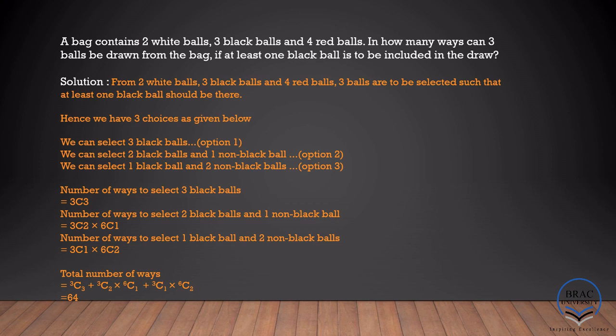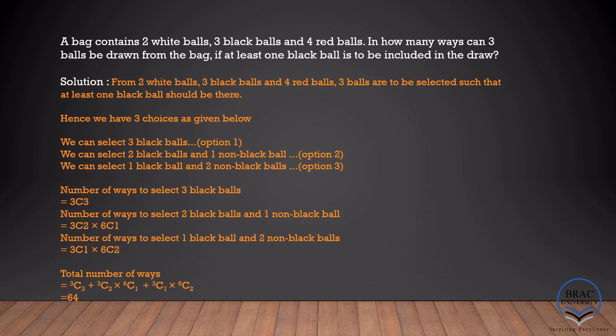So when we are picking 3 black balls, we are picking 3 out of 3, that is 3C3. We can pick that only in one way, 3C3. When picking 2 black balls, we have to pick 2 black balls out of 3, that is 3C2, and we have 6 non-black balls, the 2 white balls and 4 red balls, and we have to pick 1 from there, right? So we are picking 1 from 6 balls, so that is 6C1.